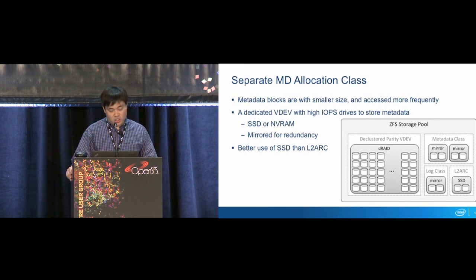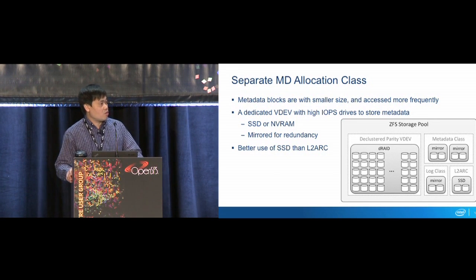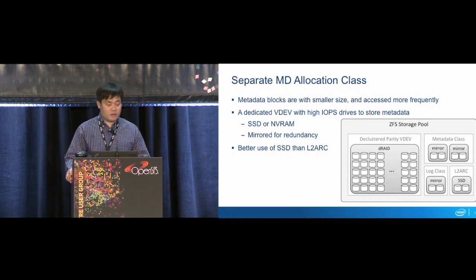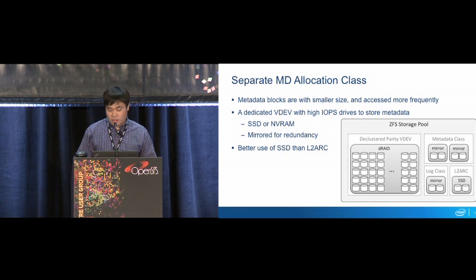So we are proposing to have a dedicated top-level VDEV to store metadata. This VDEV should be built on faster storage like SSD and NVRAM, and we can also mirror it for redundancy. In my personal opinion, this is a better use of SSD than L2ARC.